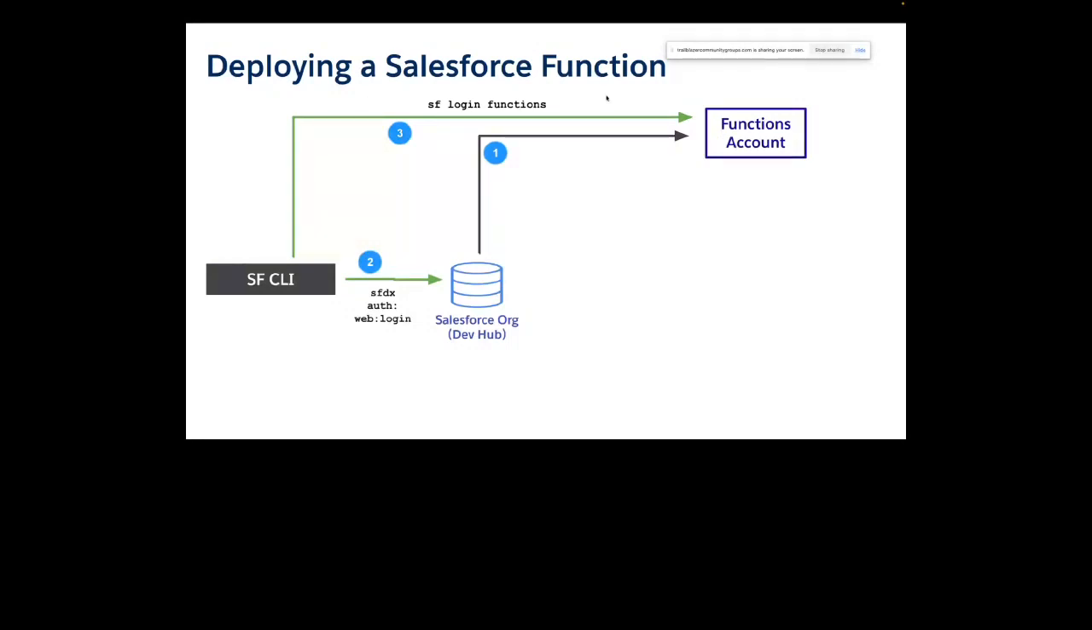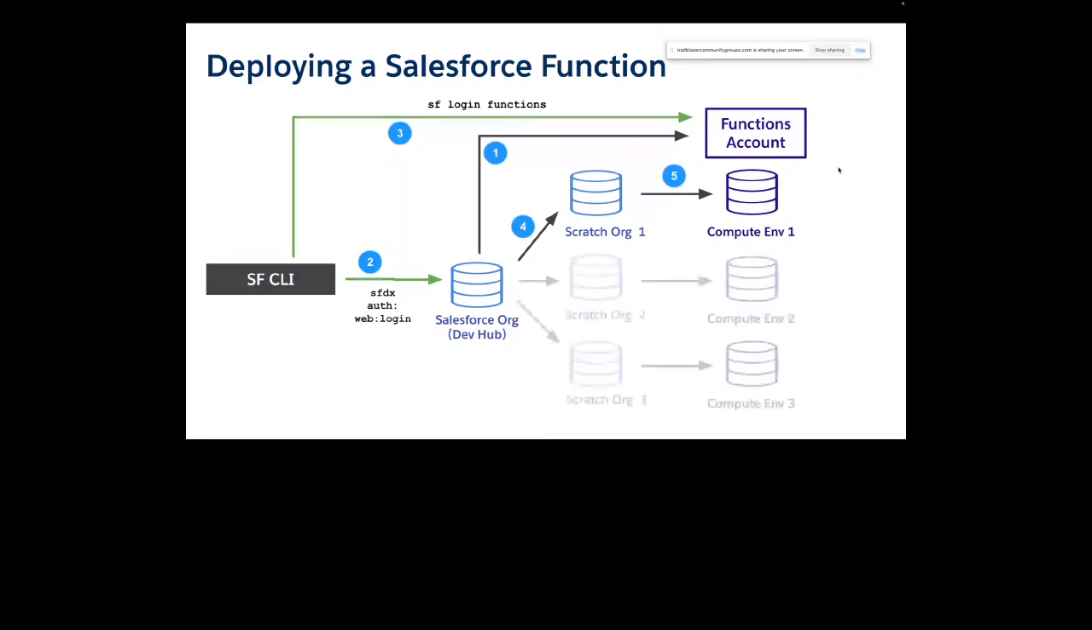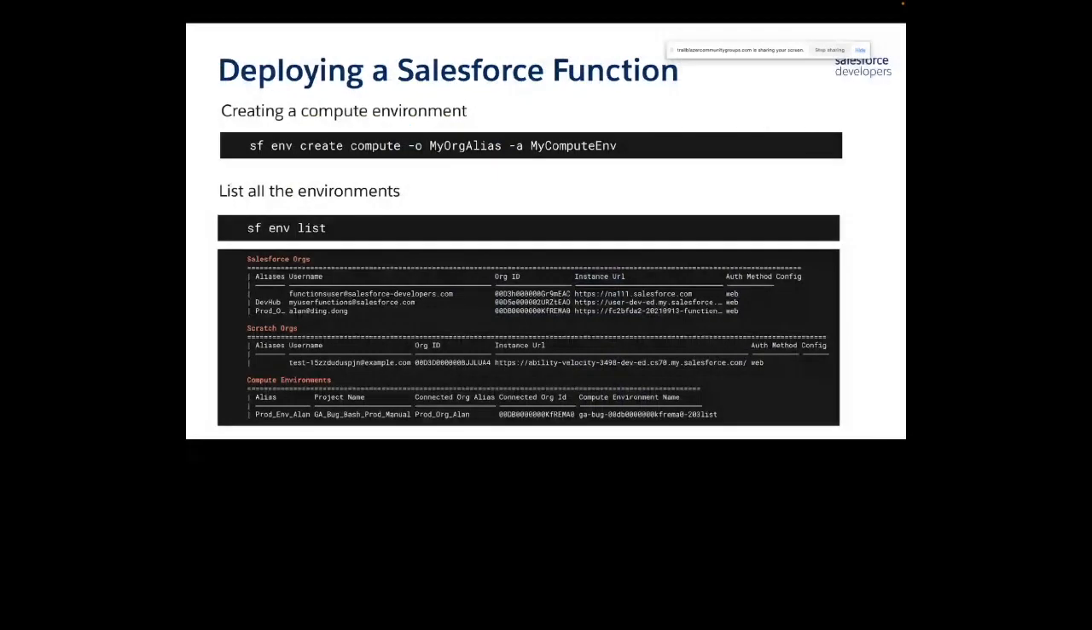Now, once you do that, you can create a Scratch org, and a Scratch org can have a compute environment, and this can be based on your projects. Similarly, if you have multiple Scratch orgs, you're going to have one compute environment for each Scratch org per project. So this is the way deploying functions works. If you have any questions, I'll be happy to answer them.